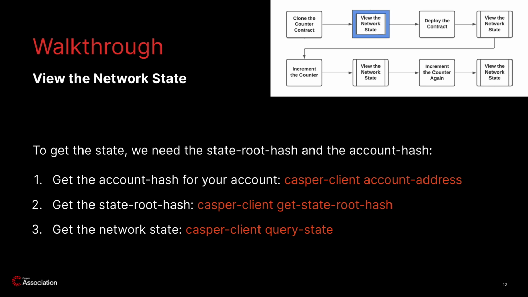Now we want to use the Casper client query state command to check the status of the network. But remember that first we need an account hash. We also need to get the state root hash so that we can get the current snapshot moment. Once we have this information, we can check out what the network looks like.